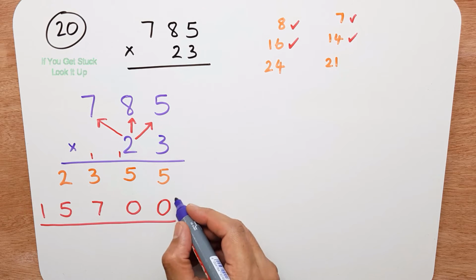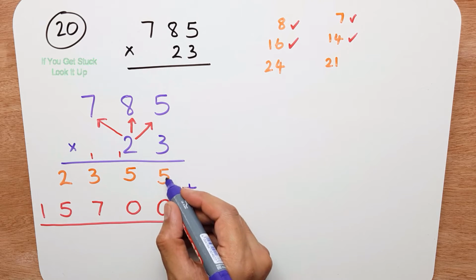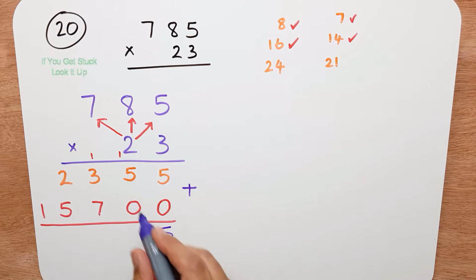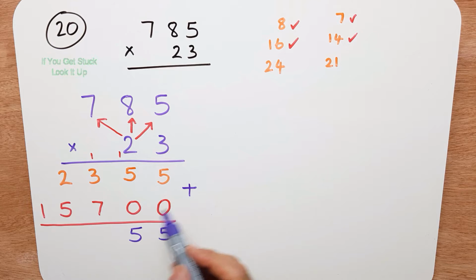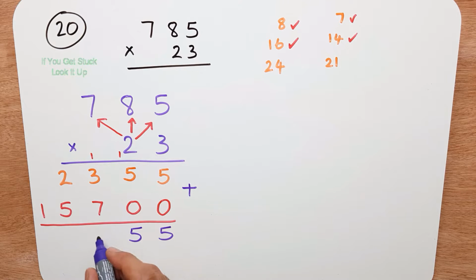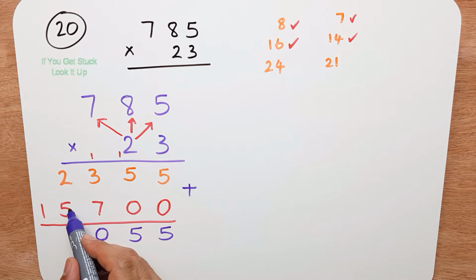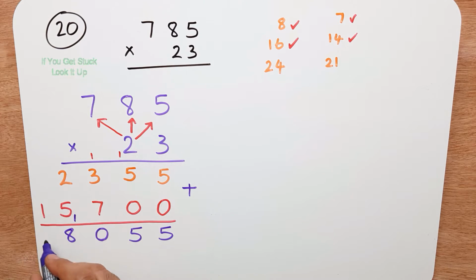Now we simply add these two numbers. So 5 add 0 is 5. 5 add 0 is 5. 3 add 7 is 10. So put the 0 here and carry the 1 over. So 2 add 5 is 7, plus the 1 is 8. And then there's nothing, plus 1 is 1.